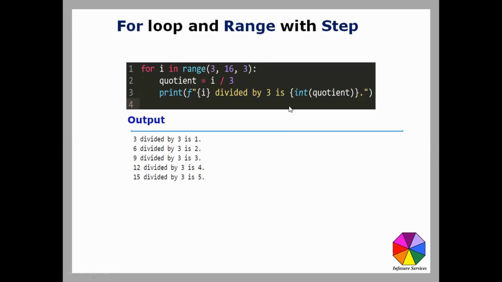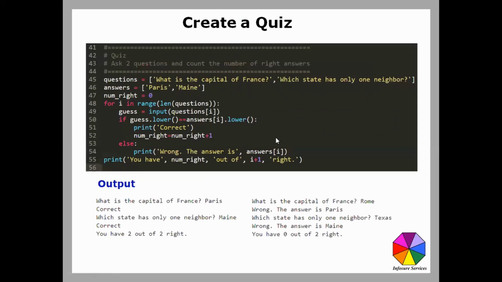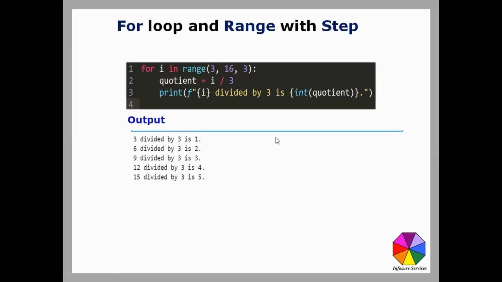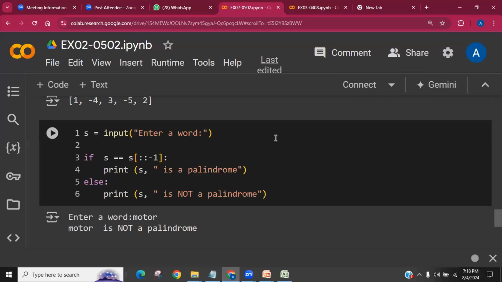Is this clear? Just an example of a for loop with range and step. We'll come to a quiz later. Let's see.